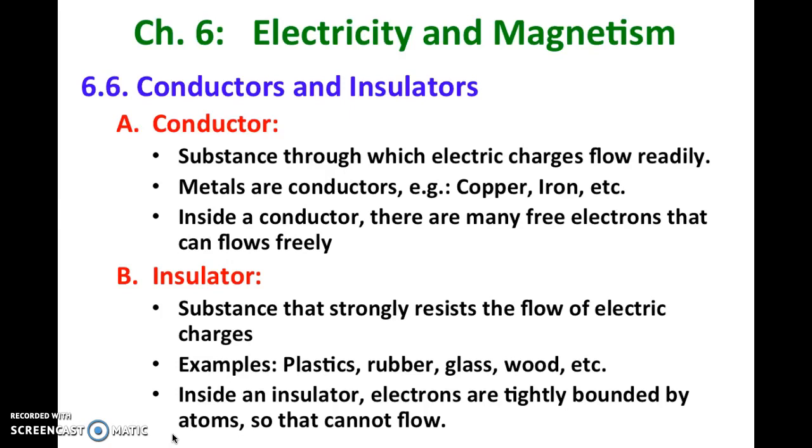Electric charge can flow. A substance through which electric charge can flow readily is called a conductor. Metals are usually conductors, such as copper, iron, etc. Inside a conductor, there are many free electrons as current carriers. A substance that strongly resists the flow of charge is called an insulator, such as plastic, rubber, glass, wood, etc. Inside an insulator, electrons are tightly bound by the atoms and hence cannot flow.